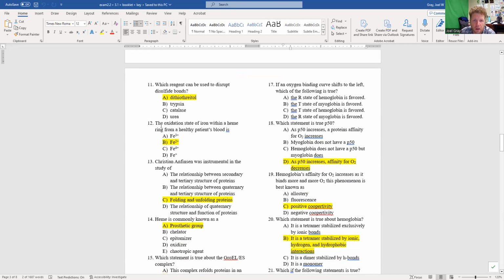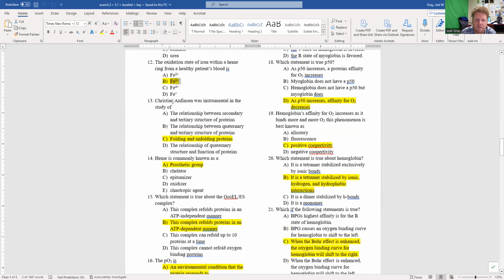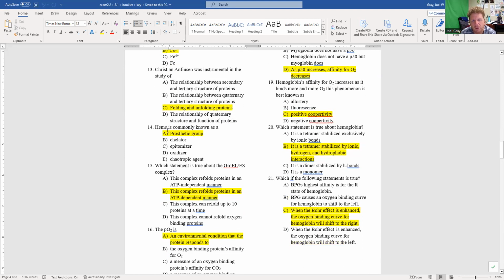12. The oxidation state of iron within a heme ring for a healthy patient's blood is B, Fe2+. Christian Anfinsen was instrumental in the study of the folding and unfolding of proteins. He was the one who said the primary structure had everything that was needed for a tertiary structure to be achieved. Heme is commonly known as a prosthetic group.